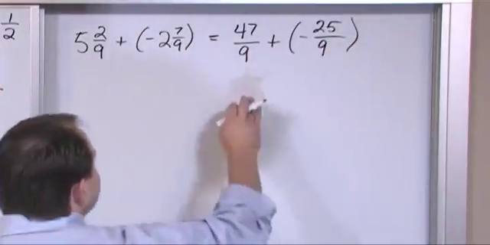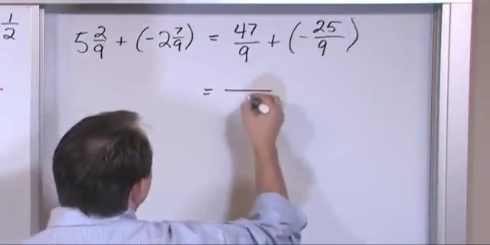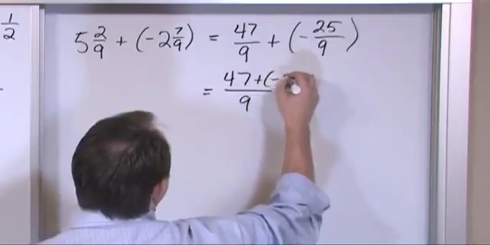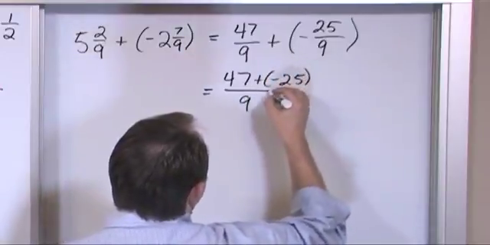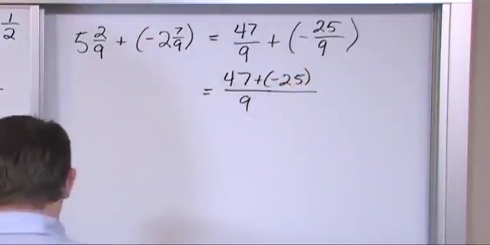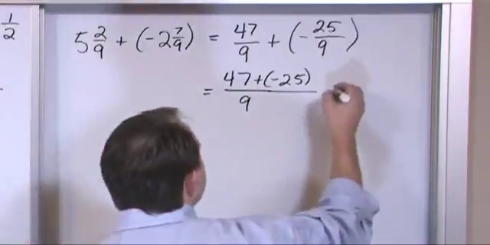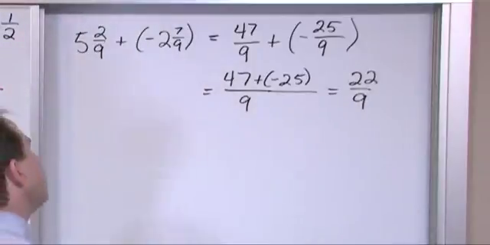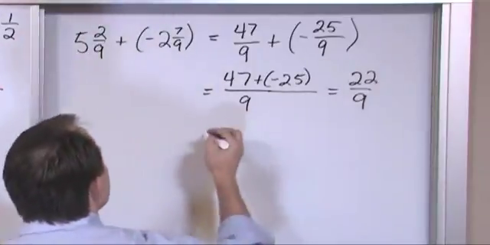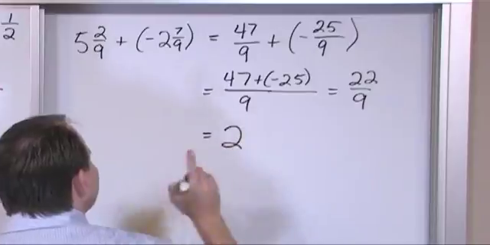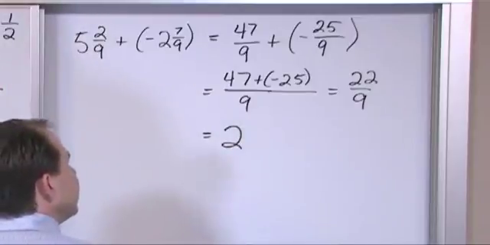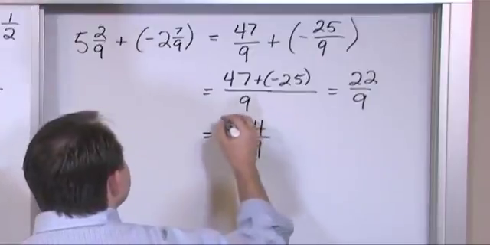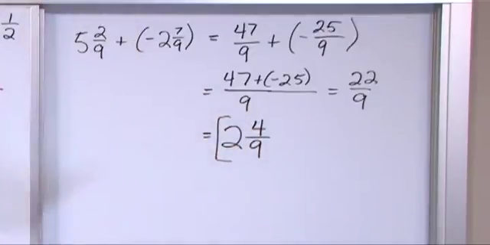All right, so we have the same common denominator, so we'll just keep it over 9. And then we have 47 plus a negative 25. And so when we do that, we'll get 22 in the numerator over 9. And that's the answer, but how many times can 9 go into 22? Well, 9 times 2 is 18. And the difference between 18 and 22 will give us a remainder of 4, but I'm going to write that over 9. 2 and 4/9. So that's going to be the answer.